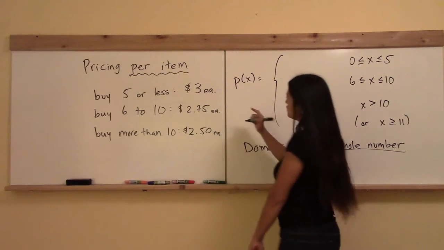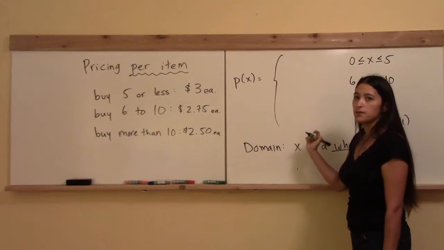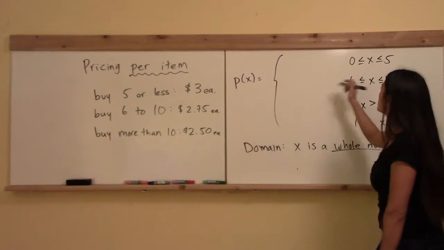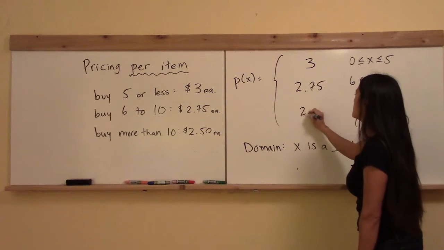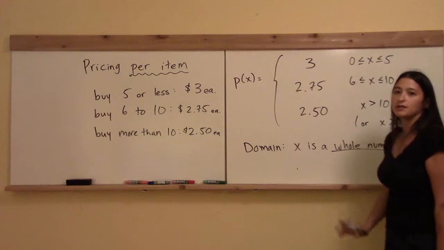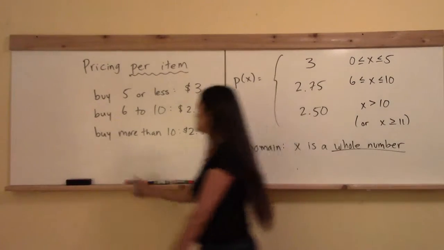And then afterwards, you're going to want to put what kind of output comes out. So buy 5 or less, that's going to be price of $3 each. Then it goes down to $2.75, then it goes down to $2.50. So there you go. I just fill it out just like that.